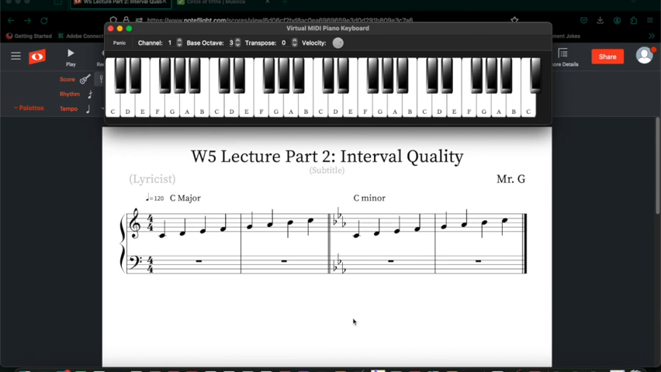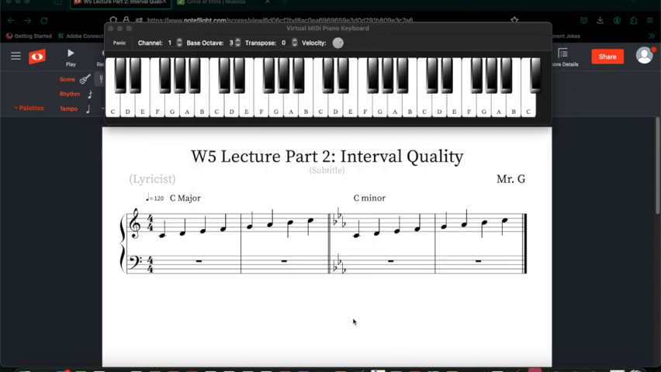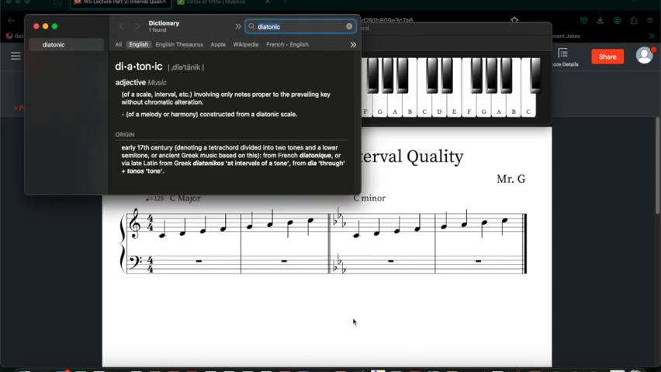Before we do that, though, I would be remiss if I did not bring up this word, diatonic. Diatonic, the definition according to Webster, is involving only notes proper to the prevailing key without chromatic alteration. Now, if that sounded a little bit too complicated, I understand. Let me break it down for you like this. The notes of a scale are considered diatonic if the only sharps or flats are within the key signature.